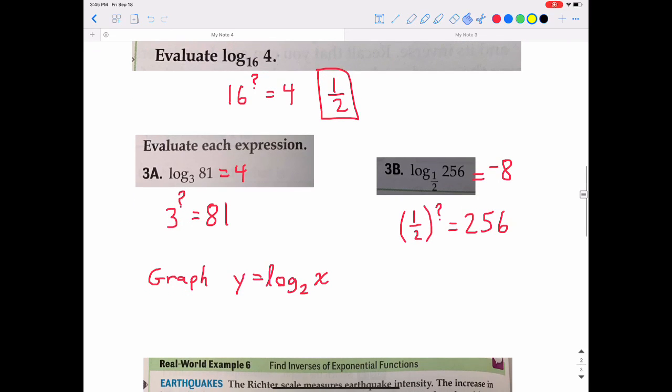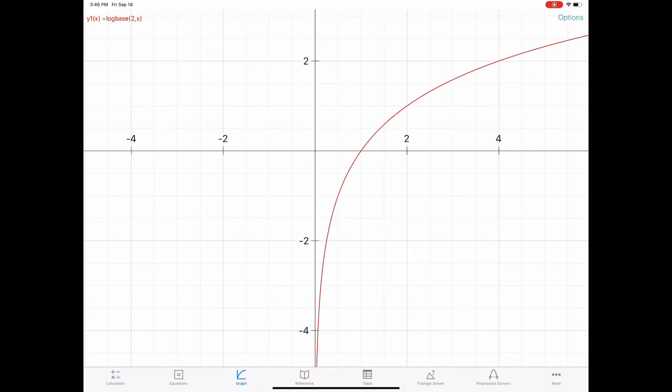Okay, so that's about the first half of what we're going to do. The second half involves looking at graphs. Now, I am not going to make you do hand graphs, but I am going to make you look at graphs using Desmos. So if you have your computer handy, you would go to desmos.com. On Desmos, you would enter log base 2 of x.